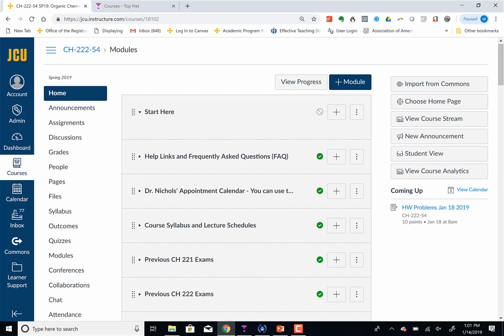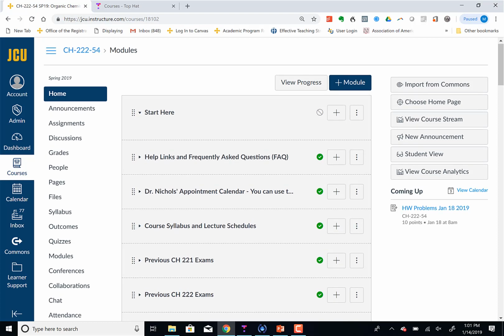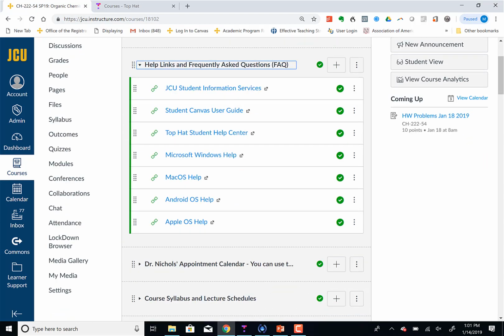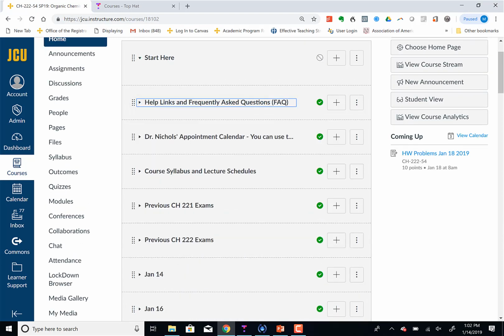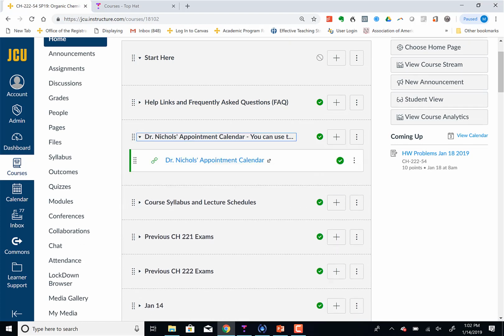So first thing is, if you need help with anything, there are now links to information services, Canvas, Top Hat, and I suppose any of the operating systems that you have. This was suggested as a good practice to have this stuff available online. So if you need it, that's where it's at. You can make an appointment with me from the calendar in 15-minute increments. A lot of you know how to use that. Just click on that link and you can choose when I'm available.